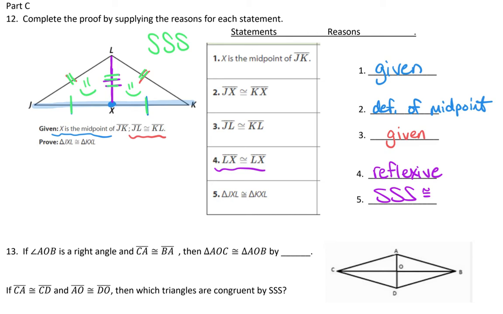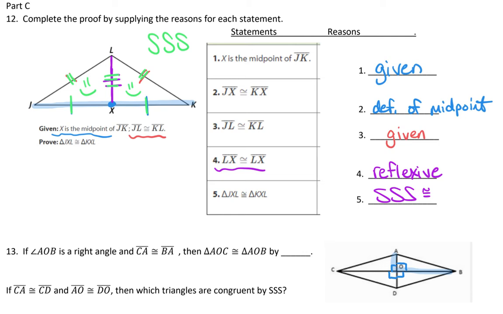Very cool. Up next, it says if angle AOB. So the first thing you need to do is find angle AOB. Angle AOB right here. There it is. Angle AOB is a right angle. All right, I'm going to put a little right angle symbol there. And it says CA is congruent to BA. Well, before I go any further, I know if that one single angle is a right angle, then all these little angles are going to be right angles. All right. So I got that.